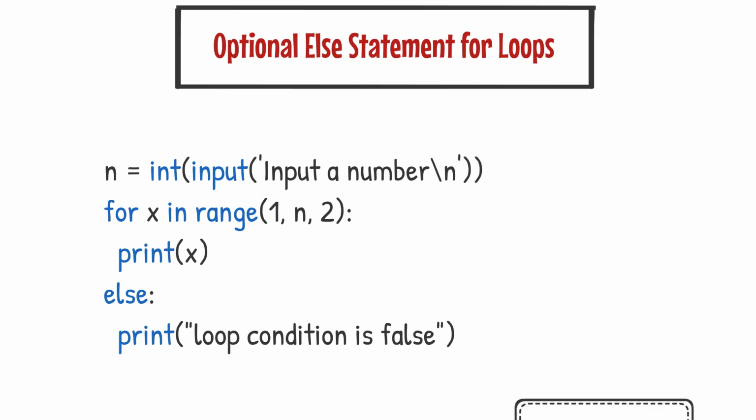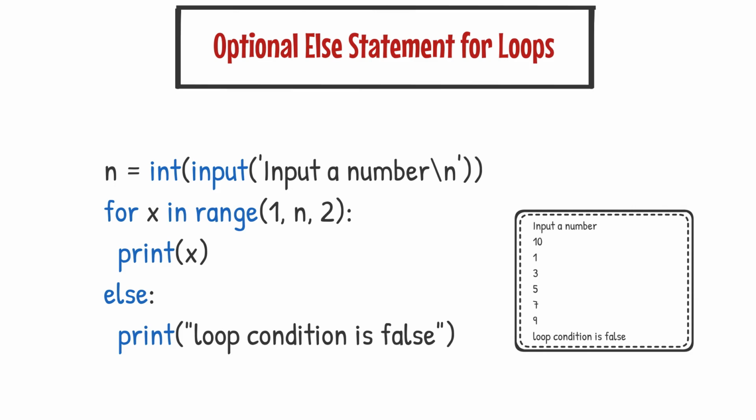the else block. If the input number is 10, the for block iterates the range sequence values one at a time and prints out all the odd numbers. And then finally, when all the iterations are complete, the else block is executed. If the input is -1, then the for loop jumps to the else block as the range function does not produce a sequence for -1 as the stop value.